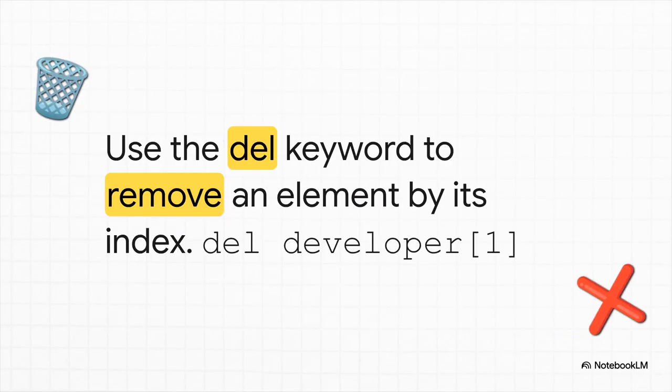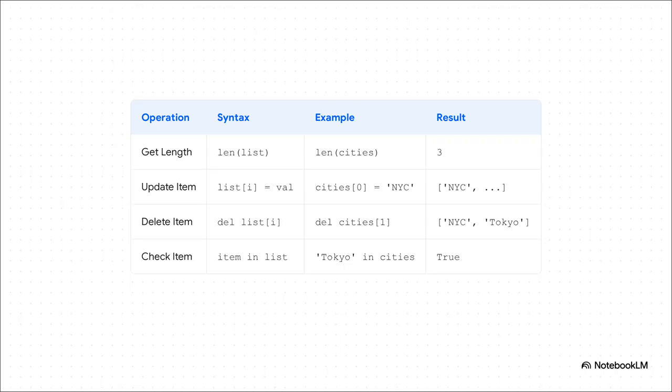Need to get rid of an item completely? The del keyword is what you're looking for. You just point it to the index you want to remove, and that item is permanently deleted. It's important to know that when you do this, everything after it slides over to fill the gap, so their index numbers will change. So let's do a quick recap of your new toolkit.